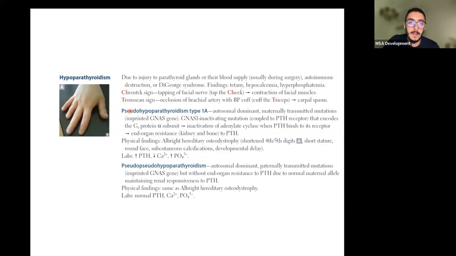They are signs of tetany in hypoparathyroidism. What is Chvostek's sign? It's tapping. If you tap the facial nerve close to the ear, contraction of the facial muscles will happen. And Trousseau's sign is occlusion of the brachial artery with a blood pressure cuff, causing carpal spasm. Meaning, when you're trying to take the blood pressure of a patient that has hypoparathyroidism, their carpal muscles will start spasming because you occluded the brachial artery.